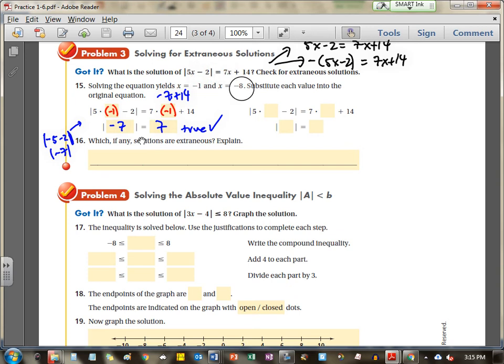Let's do the same thing. This time we're going to plug in -8 into both sides. So it's just kind of starting over.